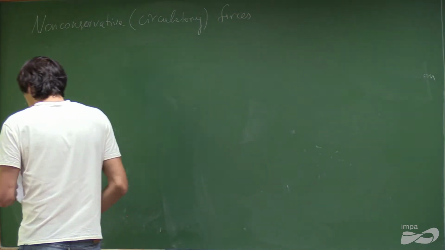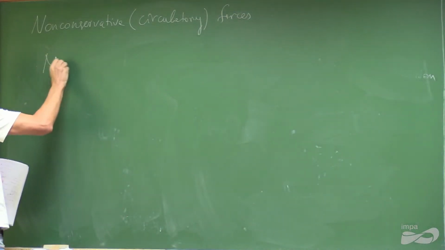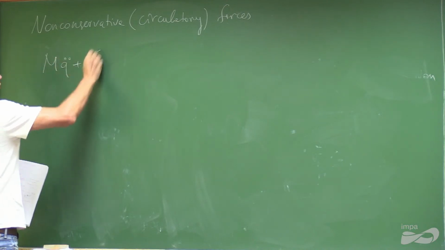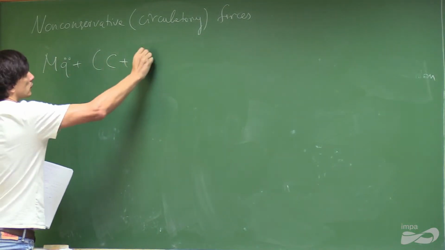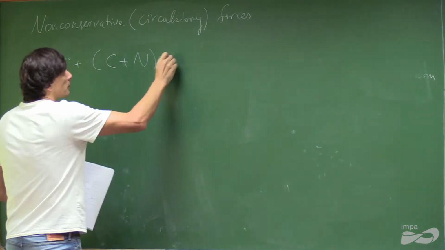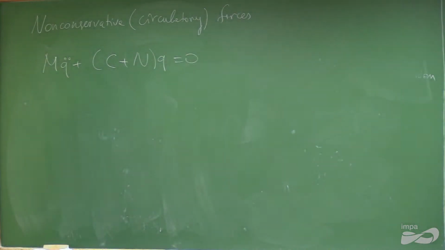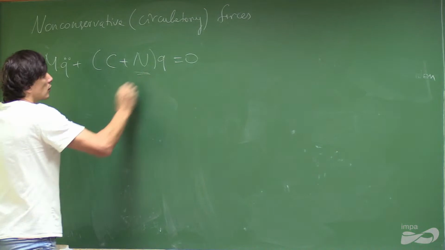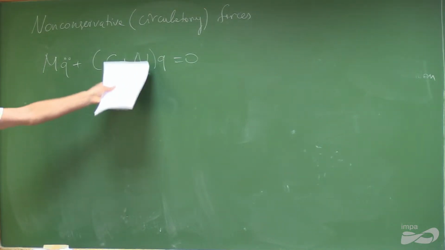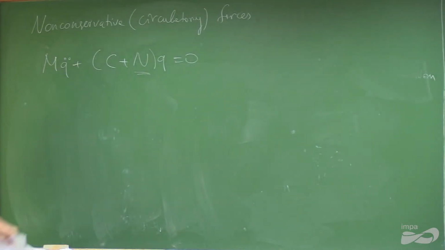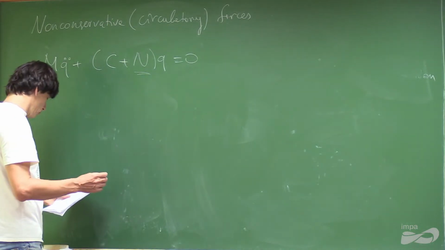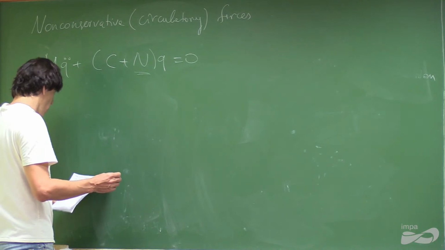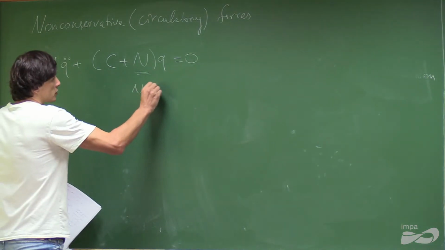So we will add now to our system the forces which depend on positions. So this matrix N is an antisymmetric matrix which multiplies the coordinates. So N is antisymmetric.